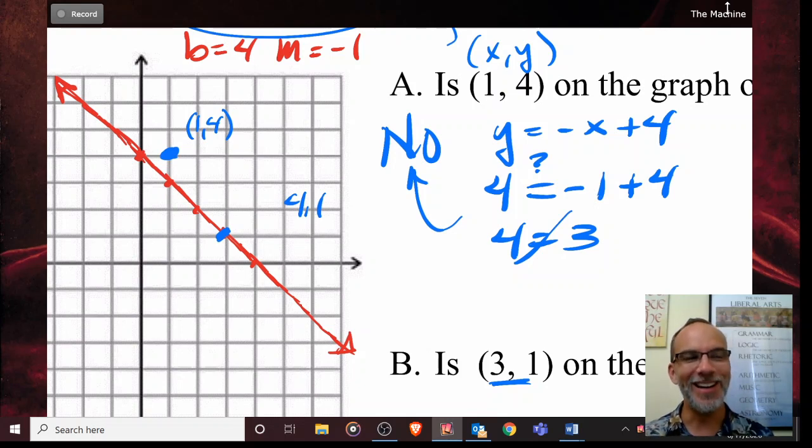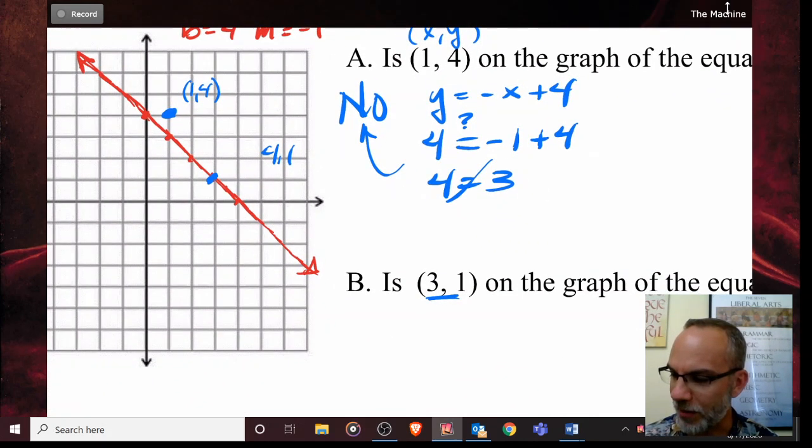Just wait. And so I have to agree, I have to submit my belief to the truth of mathematics. And the truth of mathematics can be demonstrated. So anyway, back to part B now. Is (3, 1) on the graph of the equation?